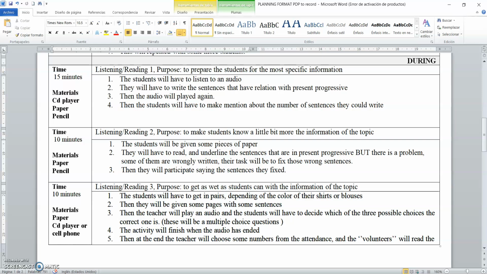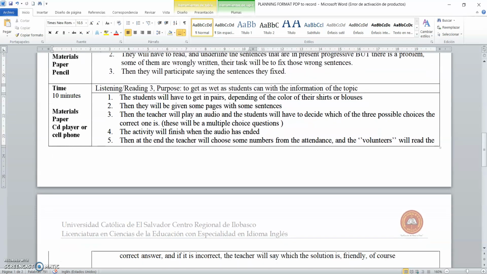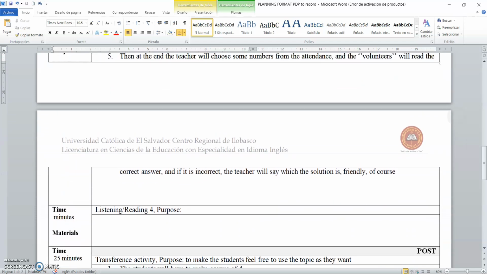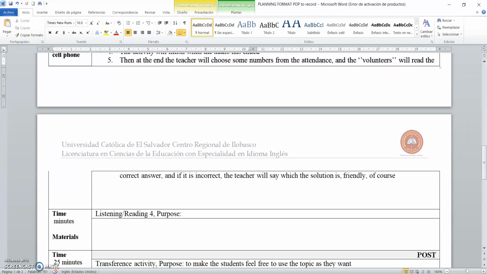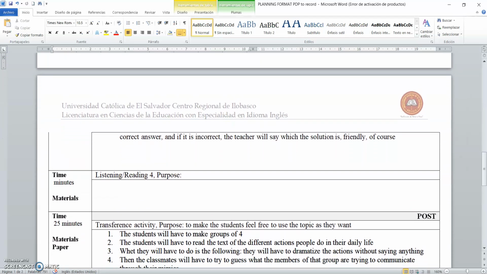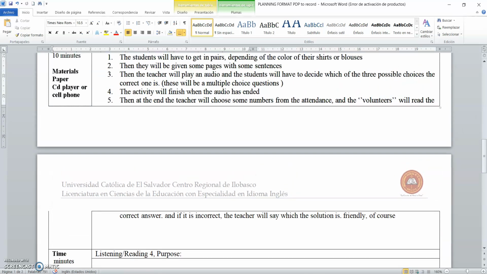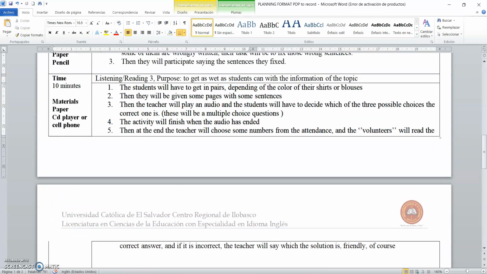Okay, and as I said, they are going to have to say the sentences that they already fixed. Okay, the last activity for this one, because as you said, teacher, we're just going to develop 3 activities, because in the lesson planning there were 4, but I guess that they are too much. Too many, I mean.